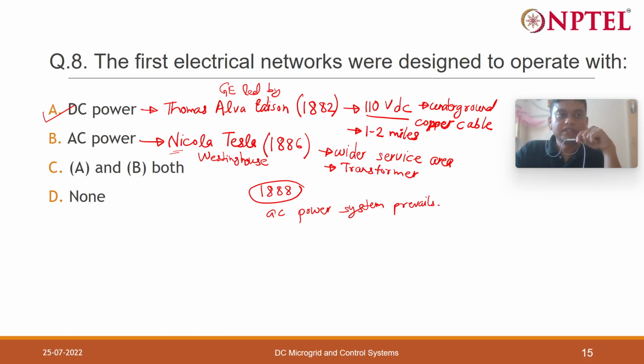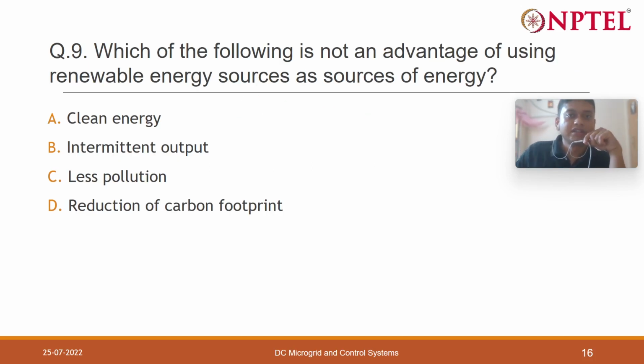So next we will see the ninth question. Which of the following is not an advantage of using renewable energy sources as sources of energy? A option is clean energy, B option is intermittent output, C option is less pollution, and D option is reduction of carbon footprint. That is not an advantage. You are just being asked about a disadvantage of renewable resources. So just try this question. This is a very easy question.